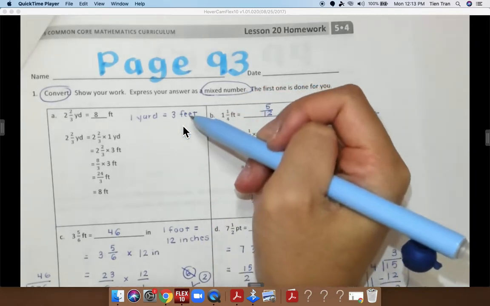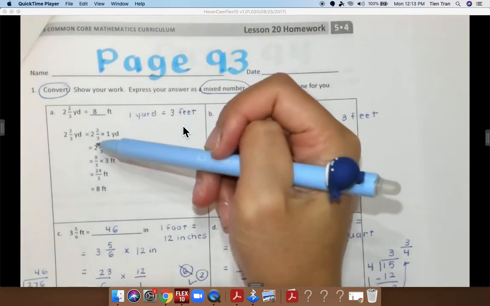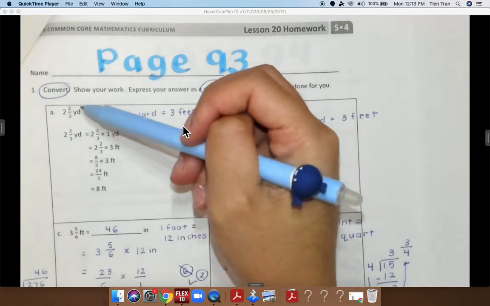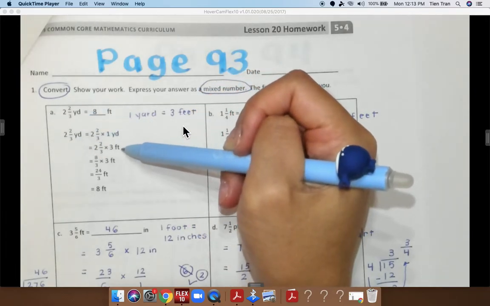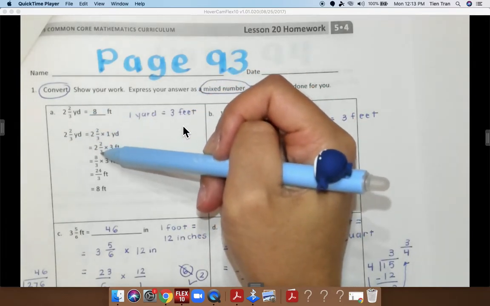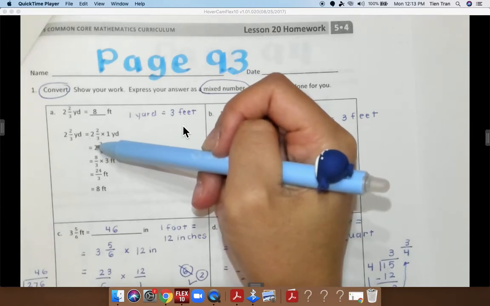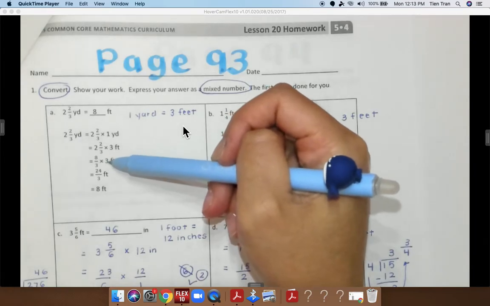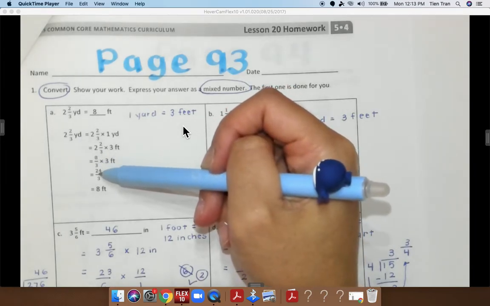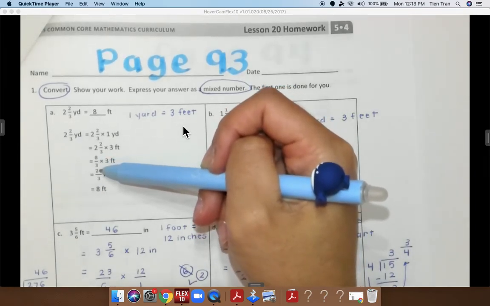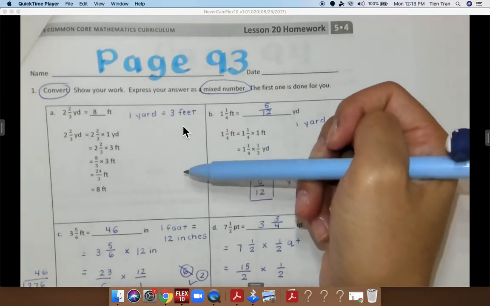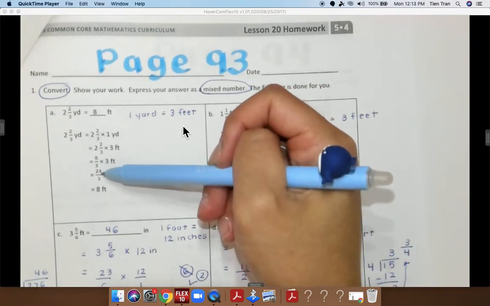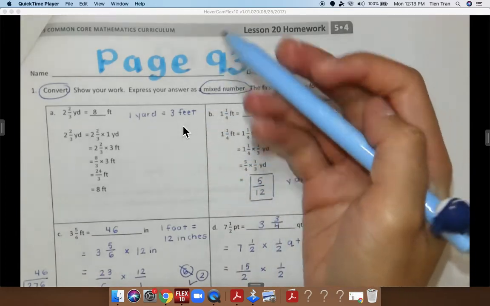We know that 1 yard is equal to 3 feet. So right here, they multiply 2 and 2/3 times 3 feet. We know that 3 times 2 is 6, plus 2 is 8, so we get 8/3. 8/3 times 3 gives you 24, or 8 times 3 is 24, and 3 is going to be the number that goes on the bottom. 24 divided by 3 is equal to 8 feet.